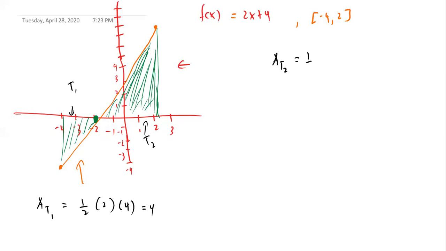Using a similar thing, 1/2. Again, for the base, I'm going to use the horizontal part, so what's on the x-axis. So we're going from x equals -2 all the way to x equals 2. That's a length of 4. Okay, so 4 for the base.